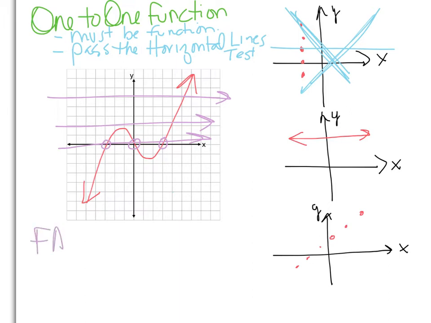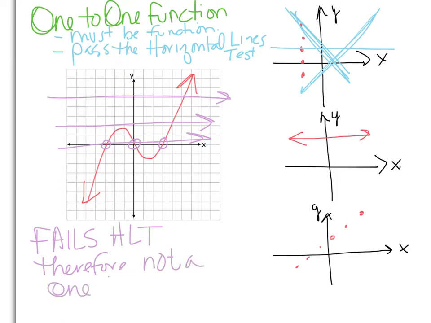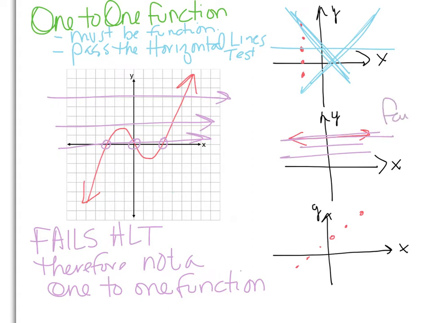So this one here fails the horizontal line test, therefore it is not a one-to-one function. It is still a function, it's simply not a very specific kind of function, which is one-to-one. Okay, so that one fails. Then we can look at these other ones, draw a horizontal line, and see if they pass. It's passing, then you get to here and you say, oops, nope, that one fails. So it's not one-to-one.